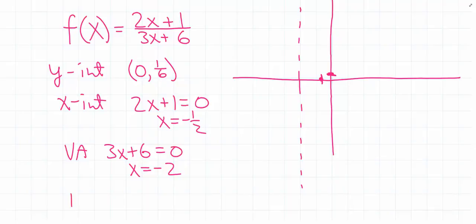Horizontal asymptote. Now here's what we do with the horizontal asymptote. Since the degree on the top is 1, the degree on the bottom is 1, they have the same degrees. We're going to do a ratio of the leading coefficients. So that means it's going to be y equals the top is 2, the bottom is 3. So y equals 2/3, that's going to be up here.